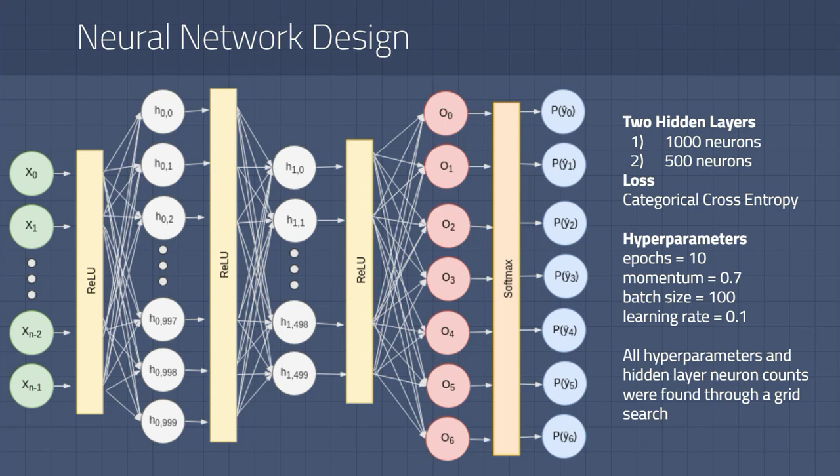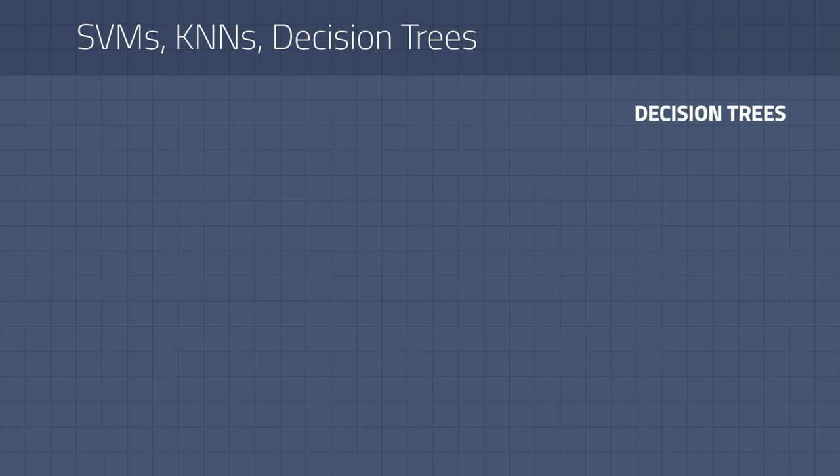Our neural network design contains 2 hidden layers, each using ReLU as their activation function, and as an output function using softmax. And this uses categorical cross entropy as its loss function, and each of the hyperparameters was found through a grid search. Decision trees.